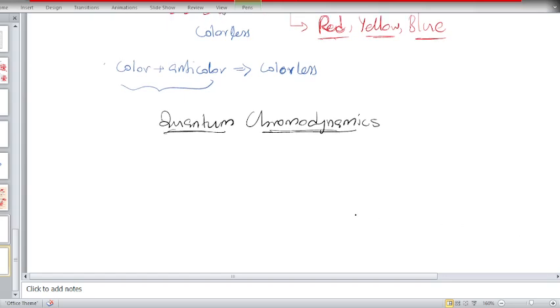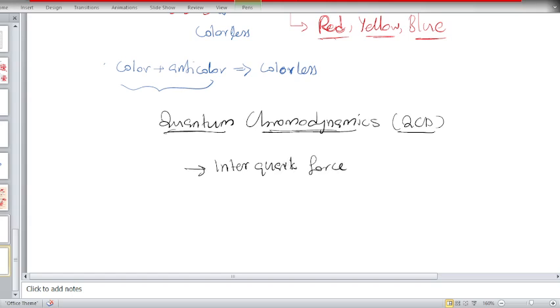So this quantum chromodynamics, or QCD, says that color is the property responsible for the inter-quark force.